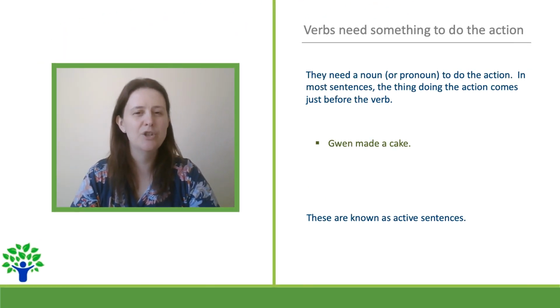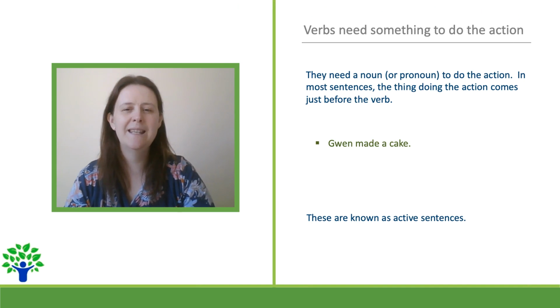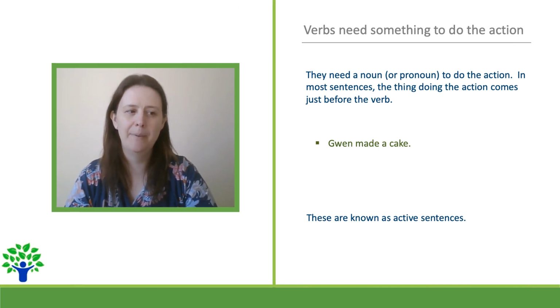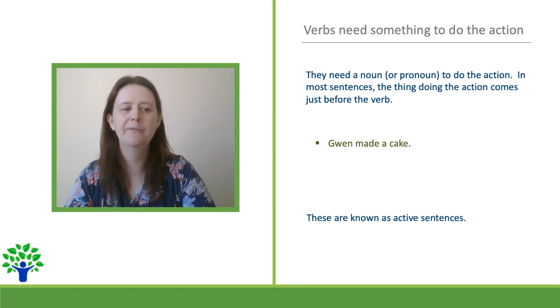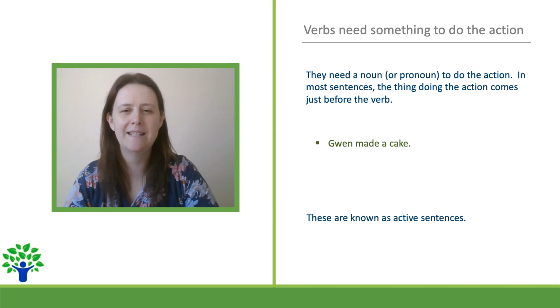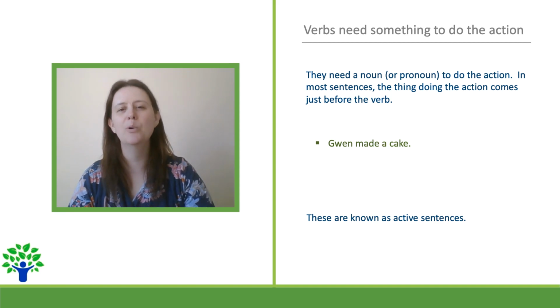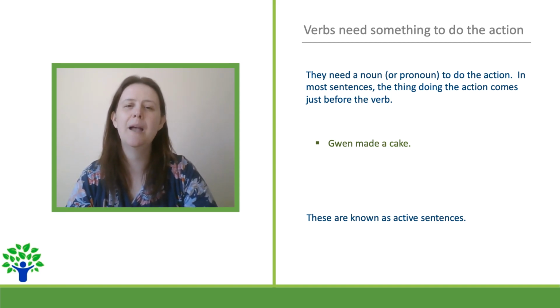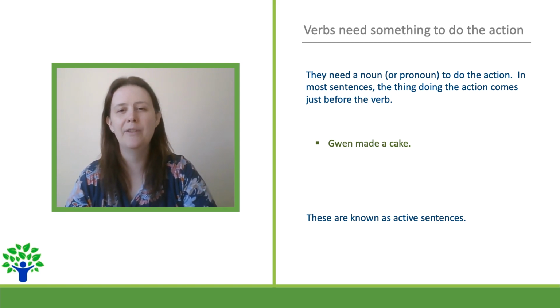Verbs need something to do the action. So it needs a noun or a pronoun to actually do the action that it's describing. In most sentences, the thing doing the action will actually come before the verb, and these are known as active sentences. So for example, Gwen made a cake. So you have your subject and then you have the verb made.